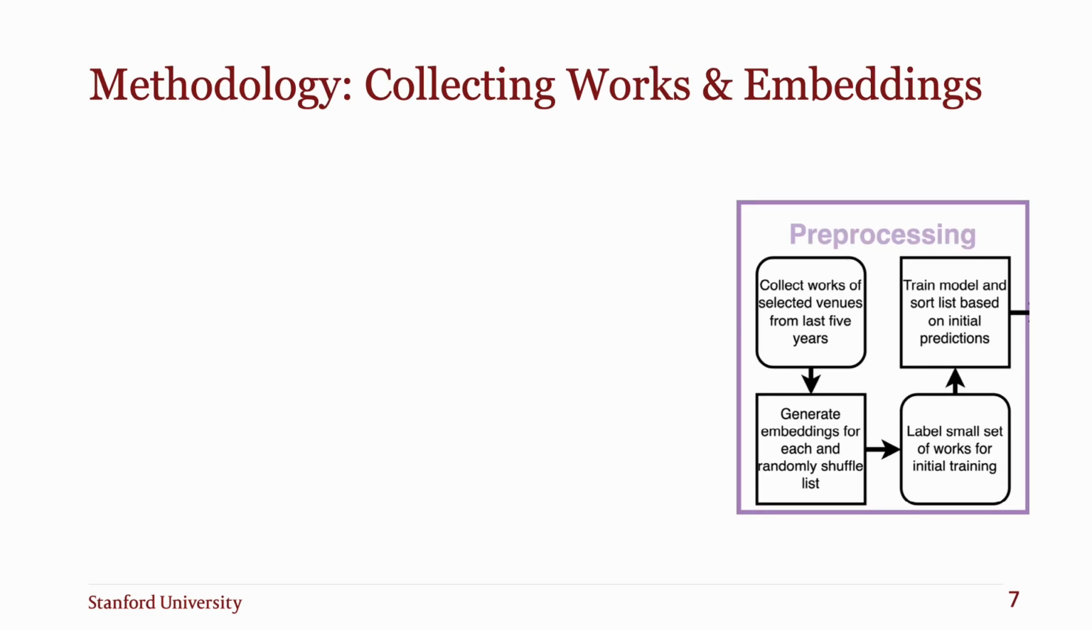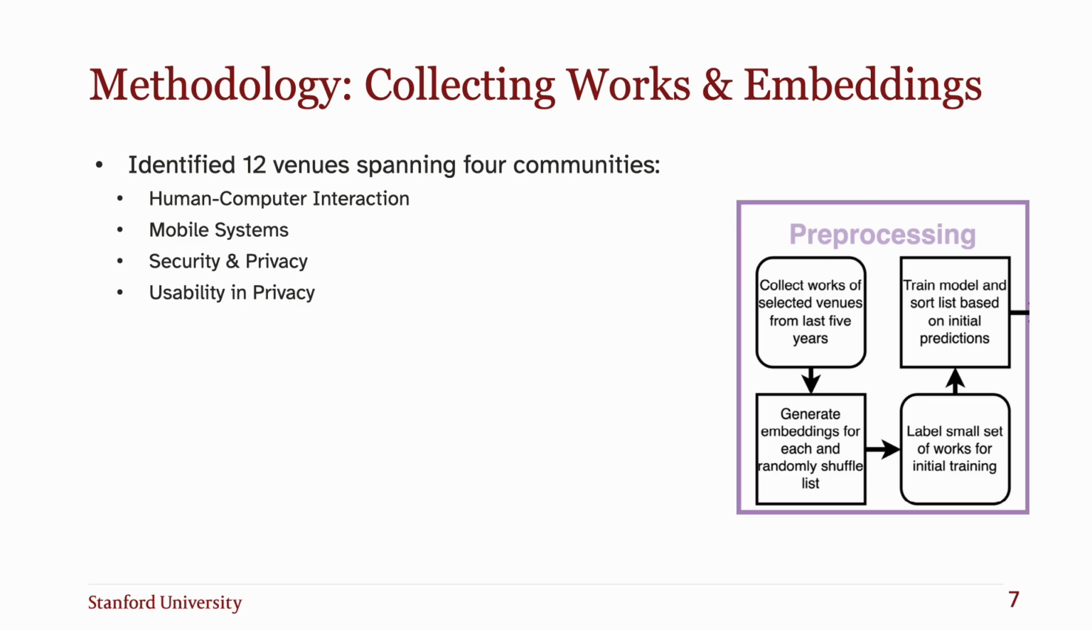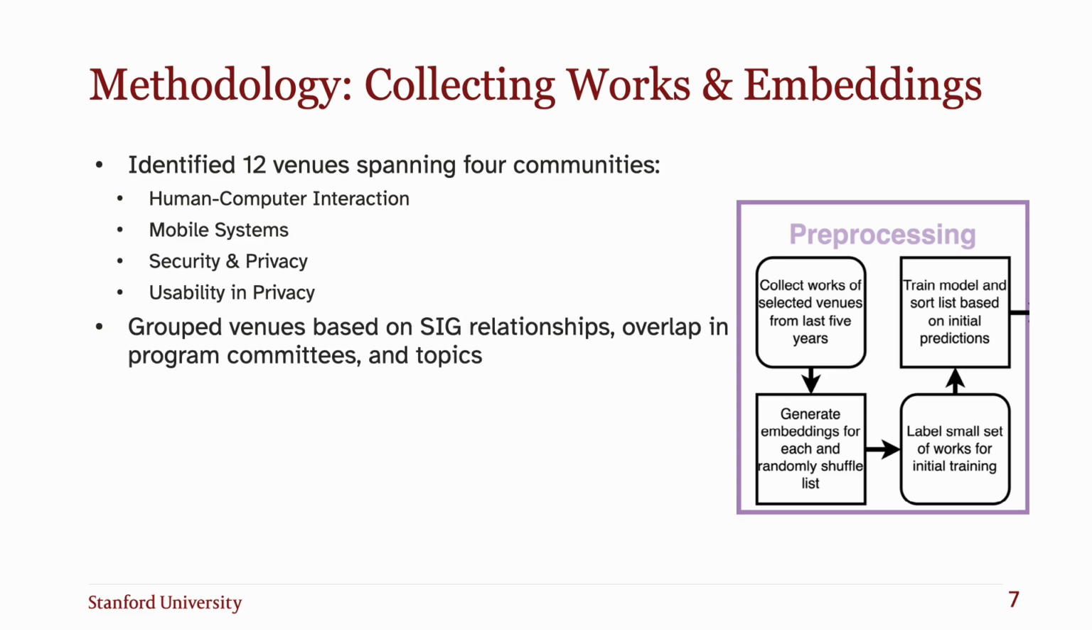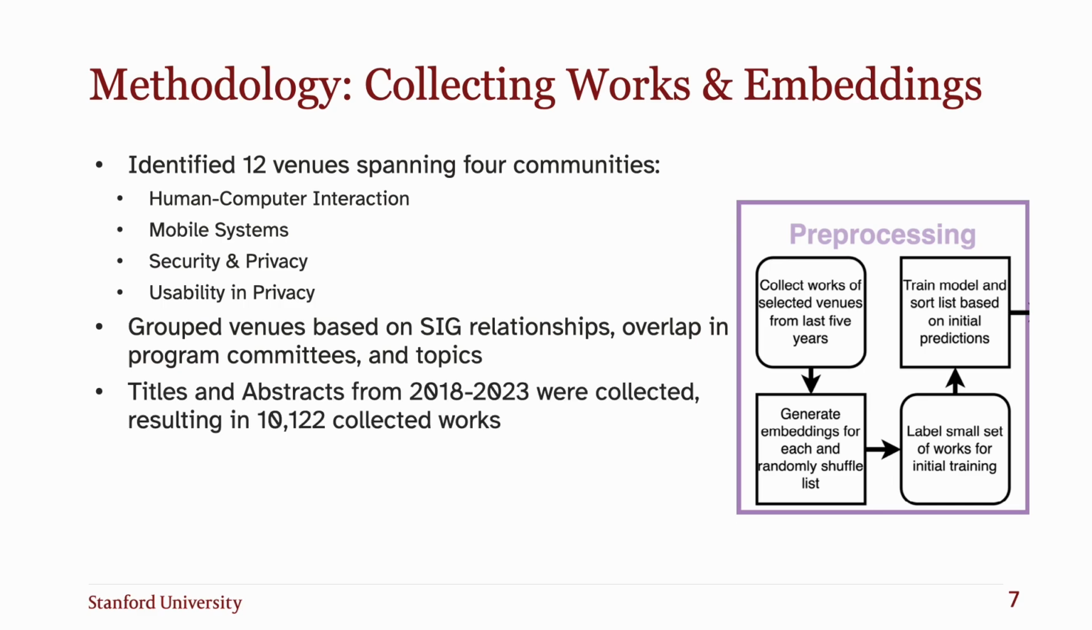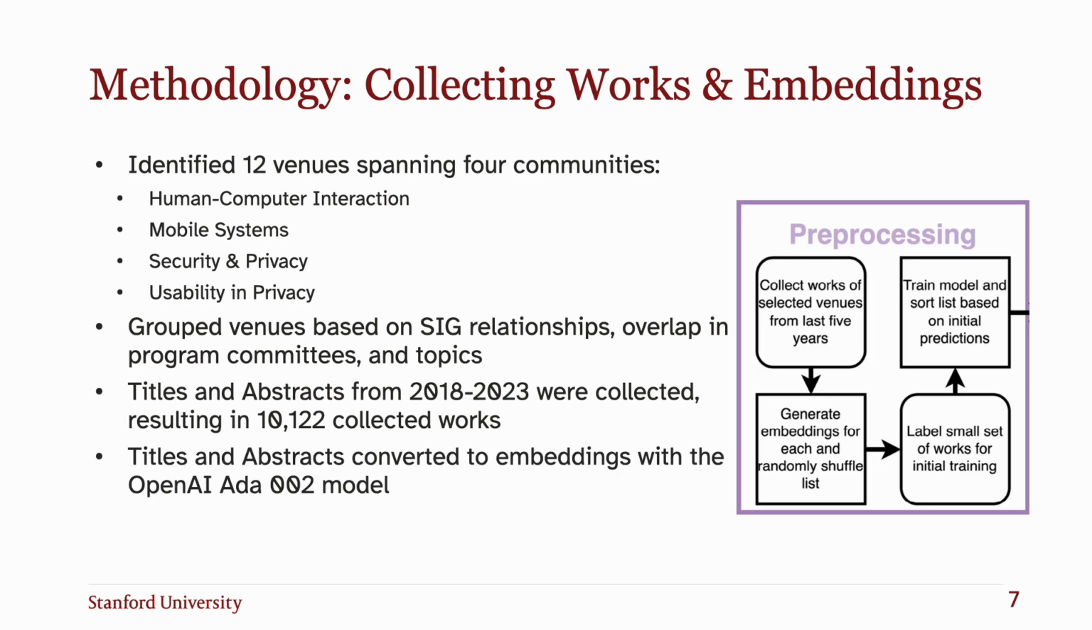To find relevant works for the SoK, we identified 12 venues spanning 4 research communities: human-computer interaction, mobile systems, security and privacy, and usability and privacy. We grouped these venues into these communities based on their SIG relationships, overlap in program committees, and topics in their call for papers. The titles and abstracts of works from these venues were collected between 2018 and 2023, resulting in 10,122 works. These titles and abstracts were converted to embeddings with the OpenAI ADA 002 model.